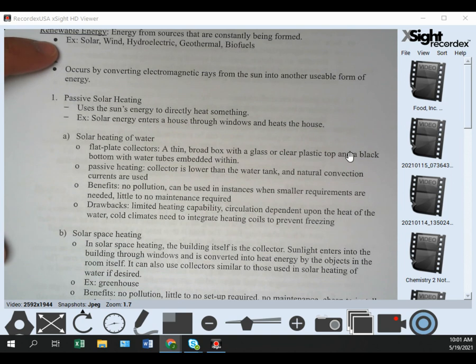So, the sun gives off a whole wide spectrum of rays, right? Like we know that.